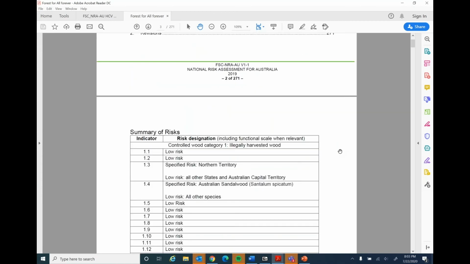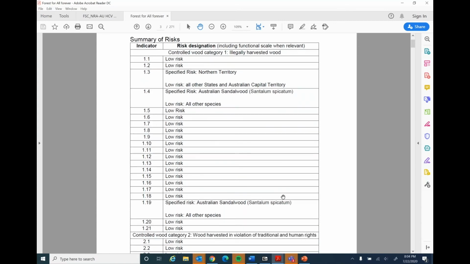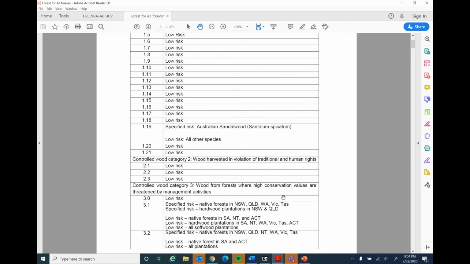And then if we just pop down here, here's the summary of the risk across the whole risk assessment. So that's broken up into the 5 categories. And if we just try and think of an example, say you're wanting to source pine from a plantation in Queensland, this summary of risk gives you a pretty good indication of the scope of work ahead of you. So if you look at it, in category 1, we have specified risk in 3 places. None of them relates to Queensland, as they're Northern Territory and WA. So there's no specified risk under category 1.